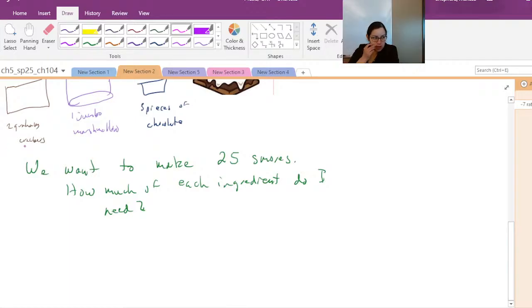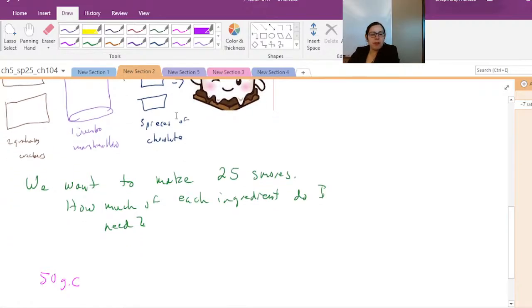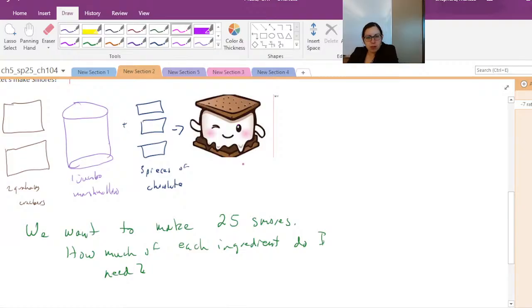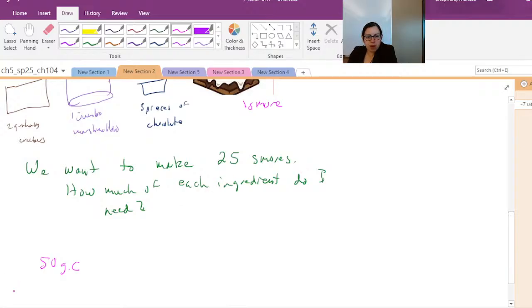So now, how many do we need of all these ingredients? So how many graham crackers? So 50 graham crackers. And so this starts off simple enough, but again, just kind of go through it. So you have 1 s'more here, so times 25. And so now 2 times 25, so okay, 50 graham crackers.